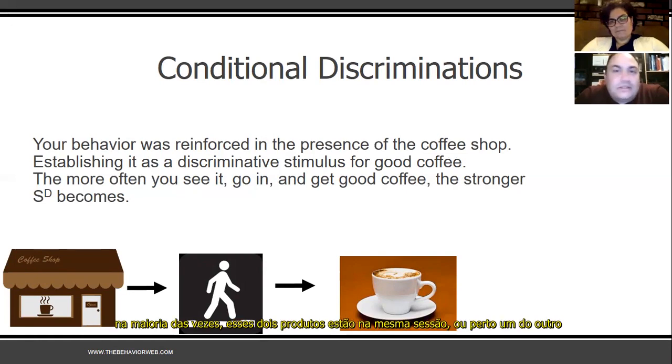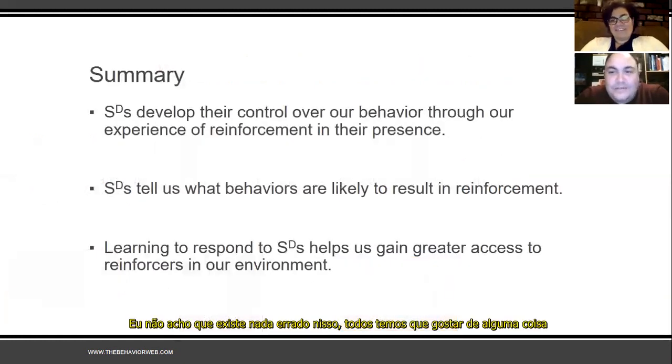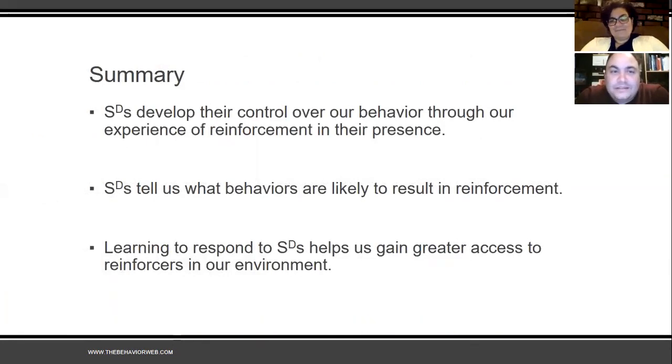And most of the time, both of these products are on the same aisle or even close to each other near the same shelf. But people pick up what they like and what they expect and what they have a history of responding to. Yeah, and that's exactly mediated by your individual experience. In your case, you like Coke. Hey, I won't discriminate. I like Pepsi. And I don't think there's anything wrong with that per se, because everybody's got to like something.